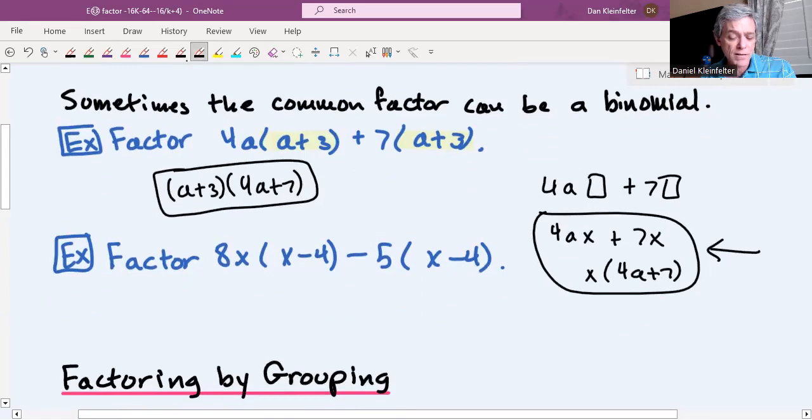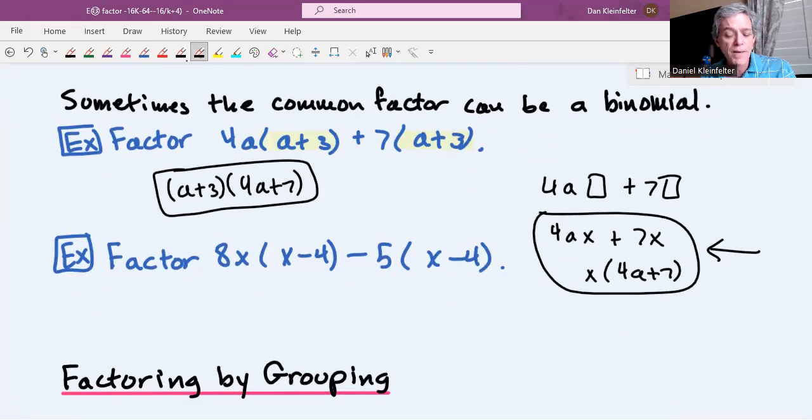We have 8x times x minus 4 minus 5 times x minus 4. You want to try to get into the habit in cases like this of just looking at that x minus 4 as just one thing, like a whole chunk. So this is 8x times something minus 5 times that same something.